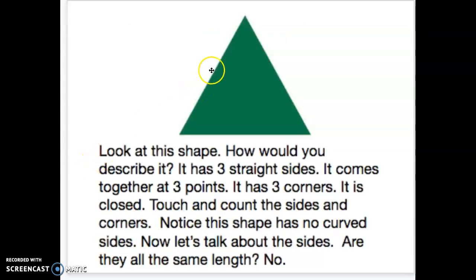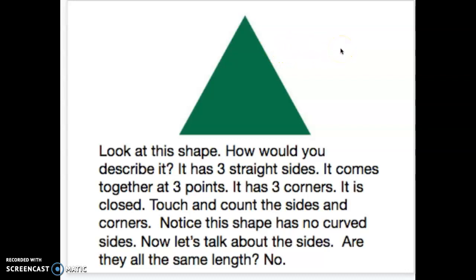Look at this shape. How would you describe it? It has 3 straight sides. It comes together at 3 points. Here are your 3 points. And it has the 3 corners. It is closed. Touch and count the sides and corners.